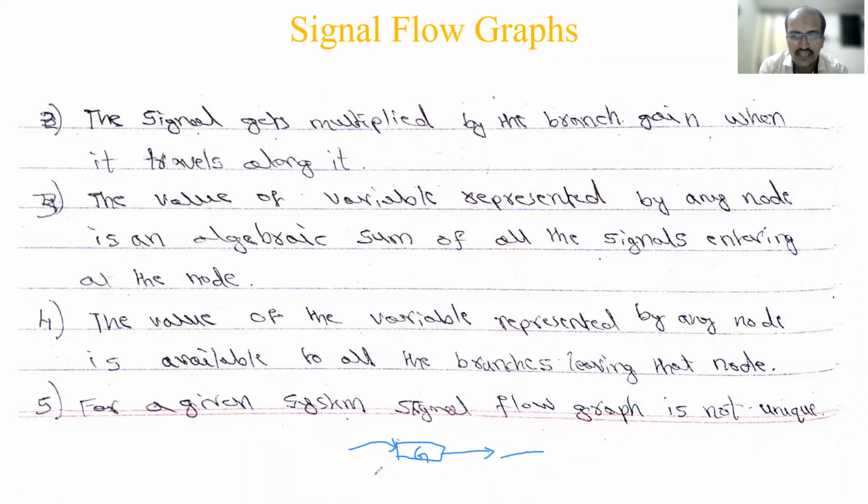Now the same thing we will represent by nodes, a starting node and an end node. Whatever gain is there in that block, we write as an arrow in the direction it is going, and above it we write its gain value, like G. So that is the statement: the signal gets multiplied by the branch gain when it travels along it.